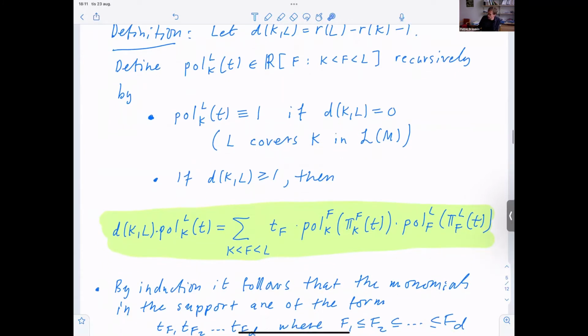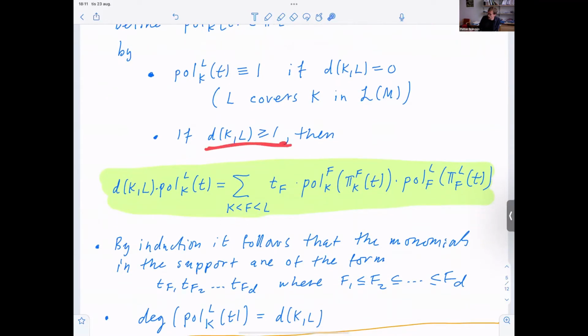And otherwise, if DKL is greater or equal to 1, so if K and L are not adjacent in the Hasse diagram, then we have this recursive definition. On the right-hand side, we have the polynomial we want to express, and we express it as a sum of smaller polynomials for smaller intervals. So this is a recursive definition, and here these projections come in. These projections take T in this EKL to EKF. So this is why this makes sense, so to speak.